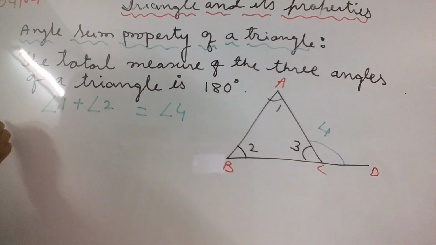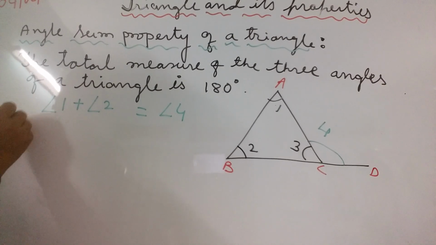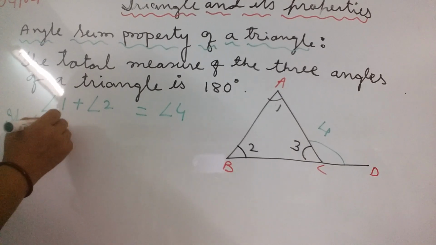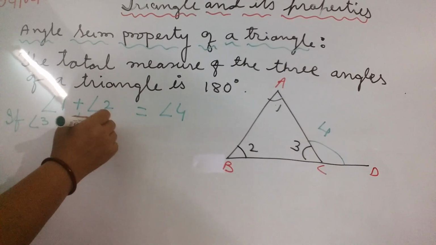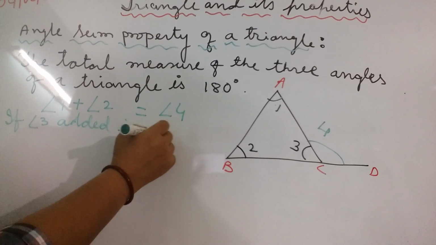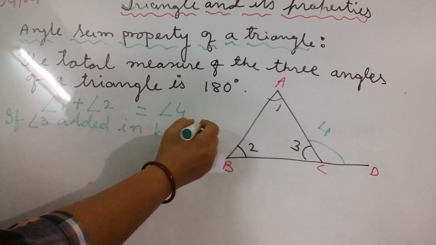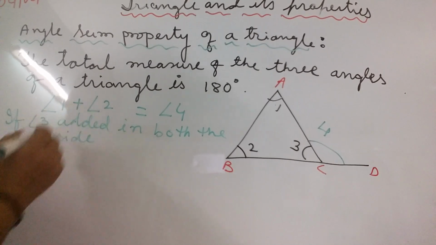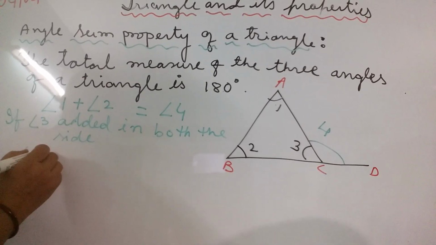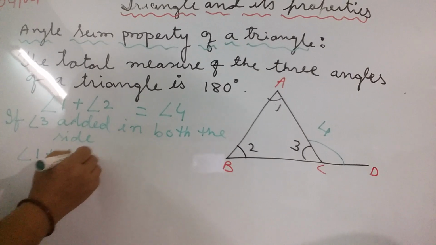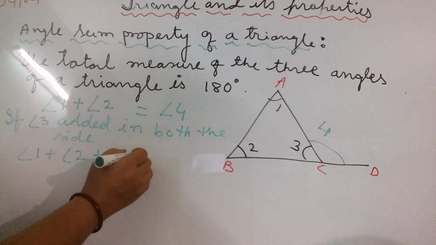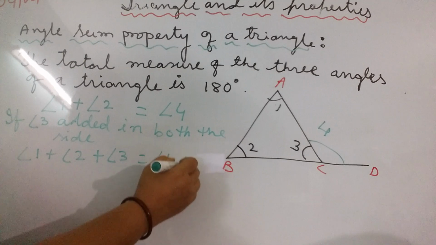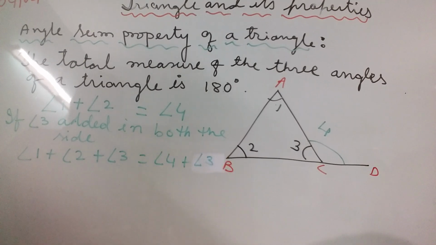If I add angle 3 on both sides, what will we get? Angle 1 plus angle 2 plus angle 3 equals angle 4 plus angle 3.